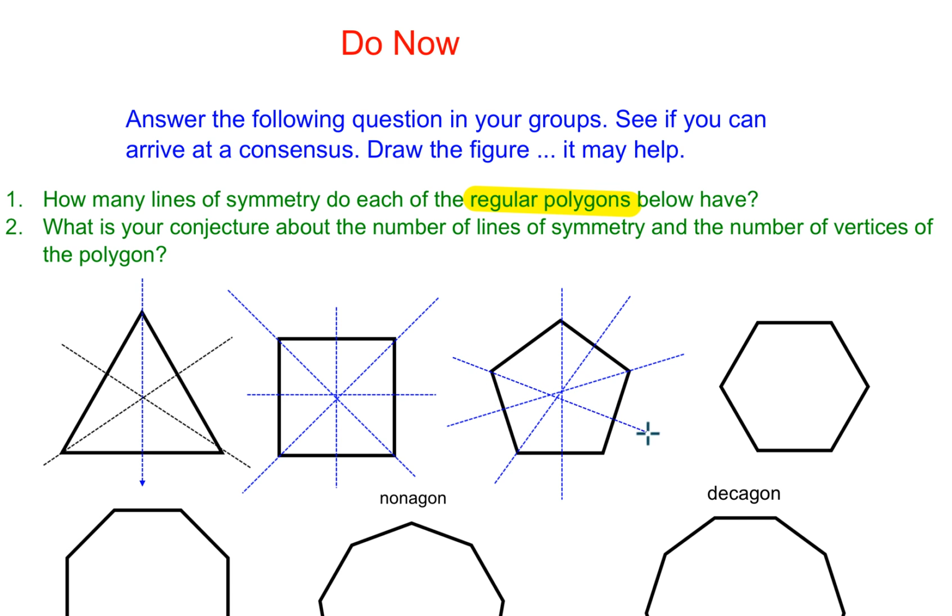And that's exactly what we are doing. We are drawing a line of symmetry through each of the vertices. So it looks like a regular pentagon has 5 lines of symmetry. And let's take a look at a regular hexagon.